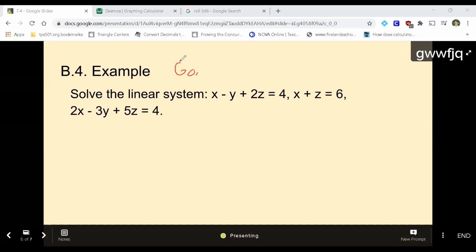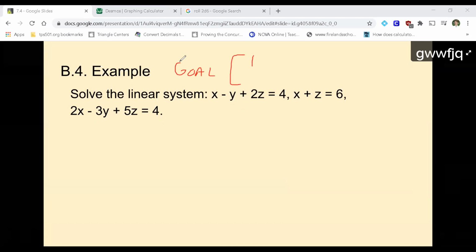Remember, your goal is to get this into 1, 0, 0, 1, 0, 1, where whatever these other numbers are is fine. And then after that, you have options.